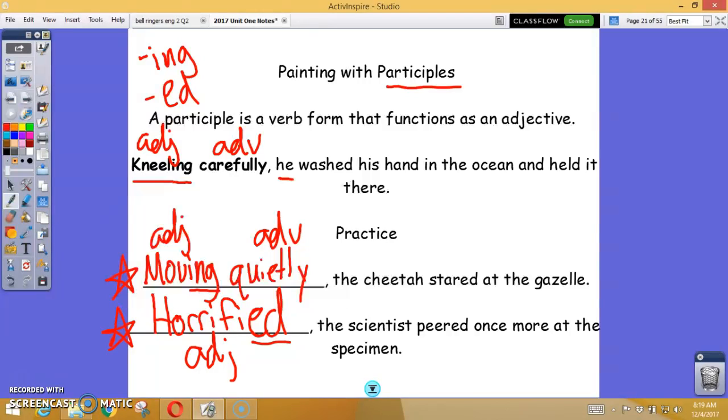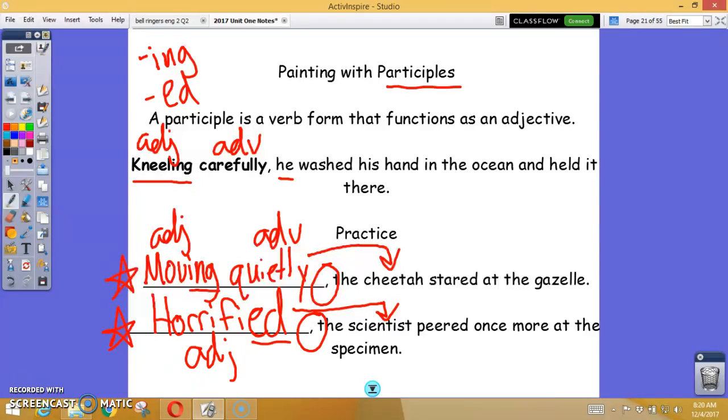Now, a couple of quick things that I just want to review before I end this video. First of all, remember the punctuation. You've got to have it. That's very important. Second of all, you have to be sure that the participle is modifying the word that it's closest to. The word or words that it's closest to.